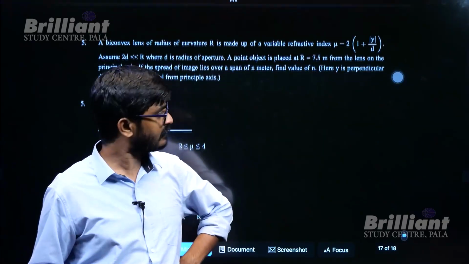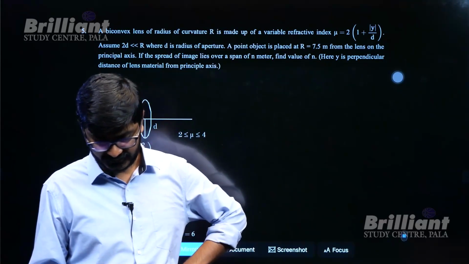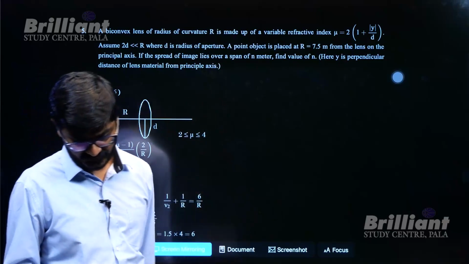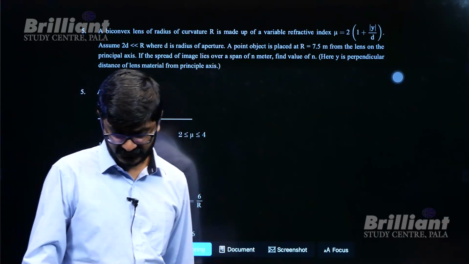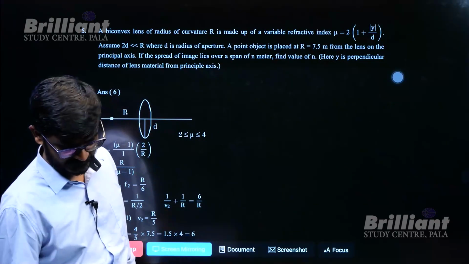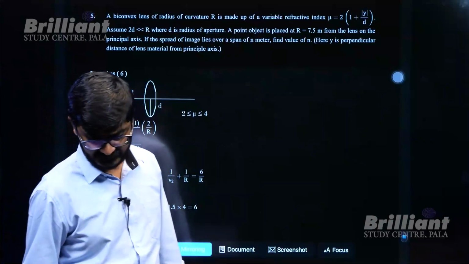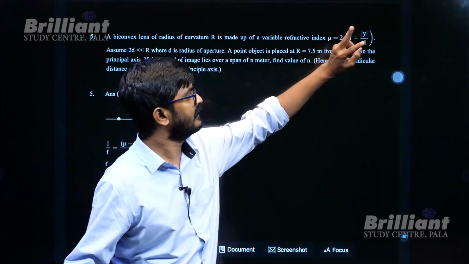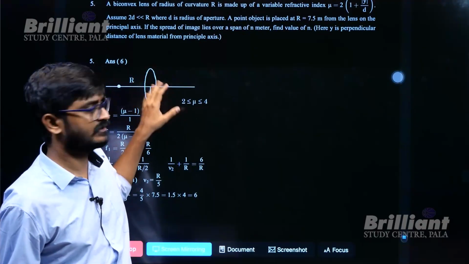A biconvex lens of radius r is made of variable refractive index mu equals 2 into 1 plus 5 by d. Okay, radius is given. So the image will spread, and this y value is varying from 0 to d. So refractive index will vary. When y is 0, refractive index will be 2. When y is d, refractive index will be 4. So refractive index will vary from 2 to 4.